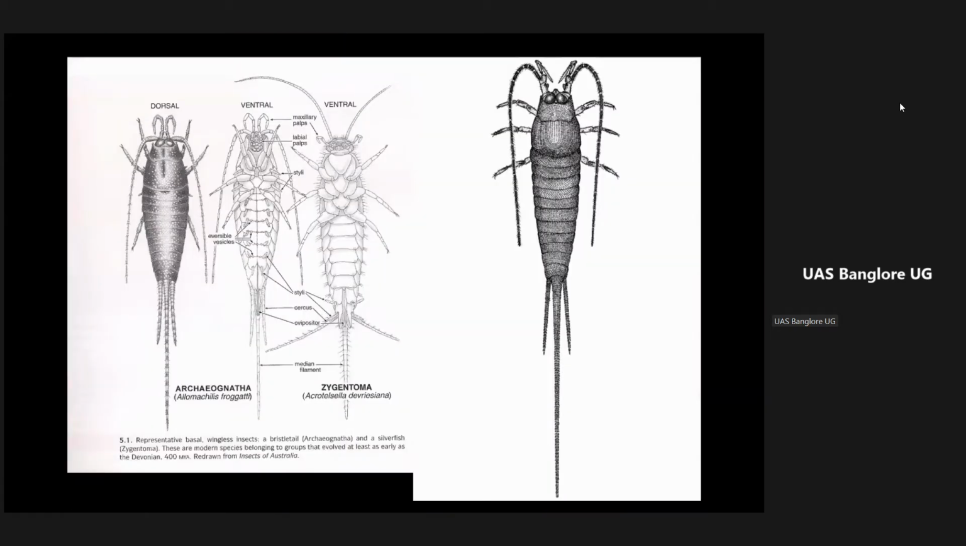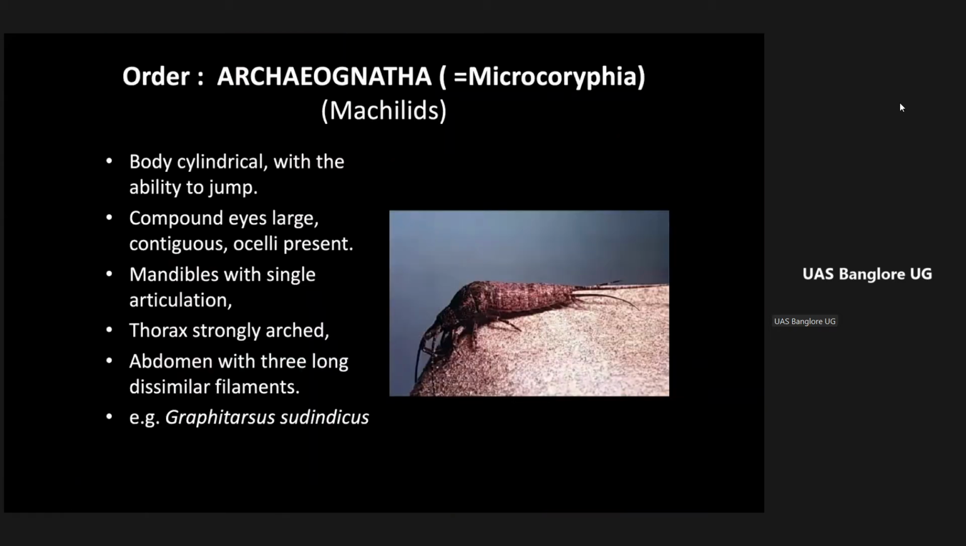So where do you find these insects? They are found on the tree bark, because they feed on some of the lichens or the leftover portion of the wood, dry wood. They move on the tree bark. You can easily collect them if you find time.